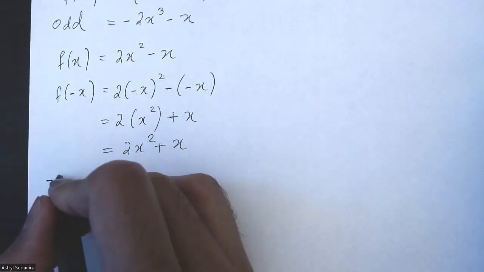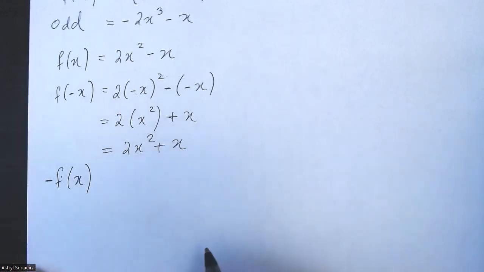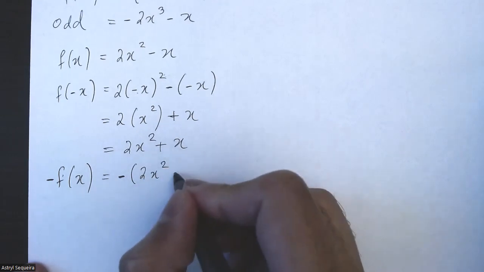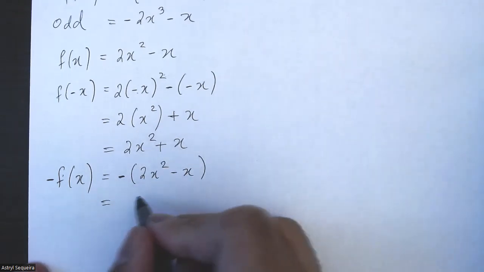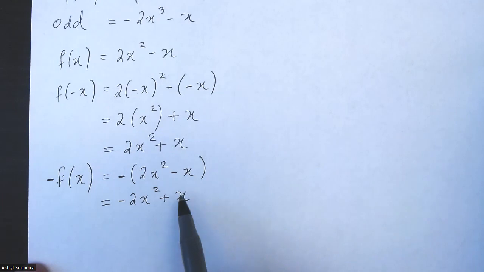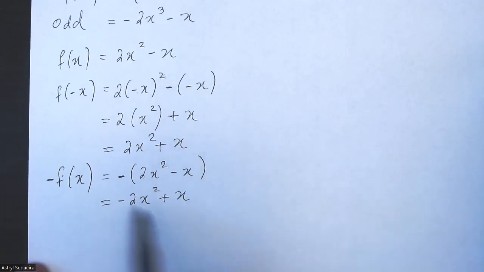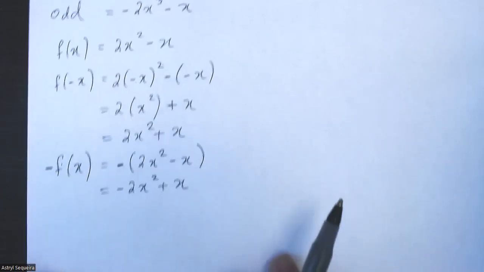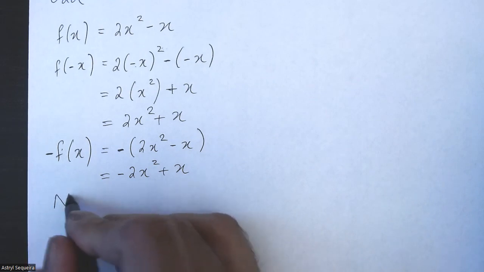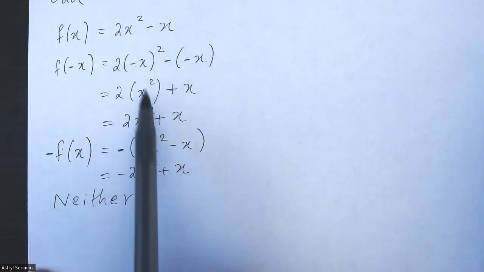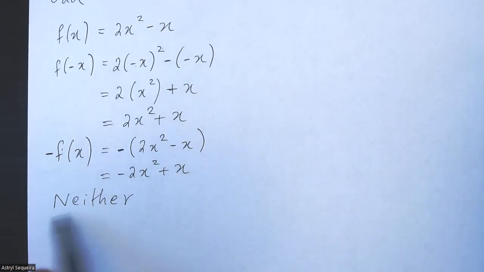So now let's test for odd. Let's find negative f of x. That's just a negative, and then the original function inside a bracket. And if I distribute this negative in, I'll get negative 2x squared plus x. And if I compare these two over here, f of negative x with negative f of x, they are not the same either because there's a negative here and this is positive. So this function is neither even or odd because these two are not the same and these two are not the same, so it's neither.